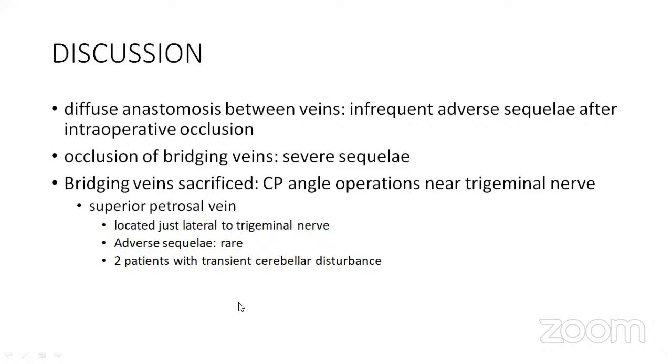So just to discuss the surgical correlation, due to diffuse anastomosis between these posterior fossa veins, adverse effects are an infrequent event, even if an intraoperative occlusion happens. However, severe sequelae can be seen if there's occlusion of the bridging veins, which are the major draining veins from the cortical surfaces.